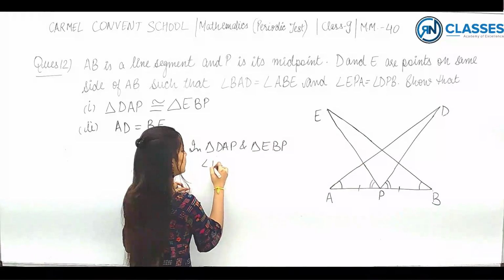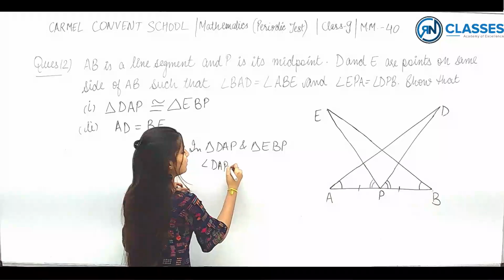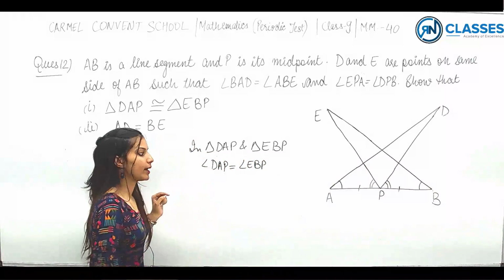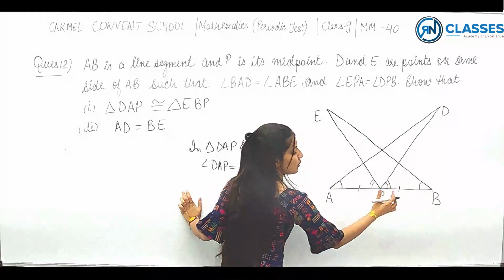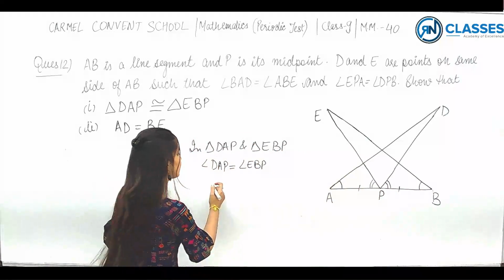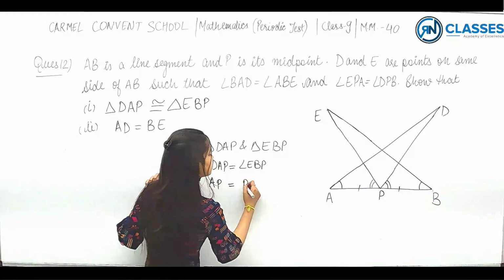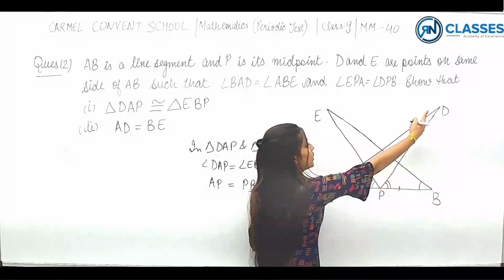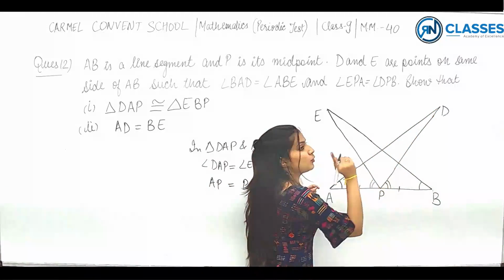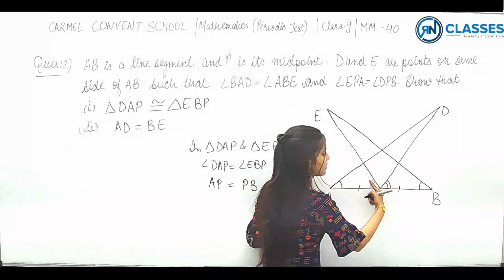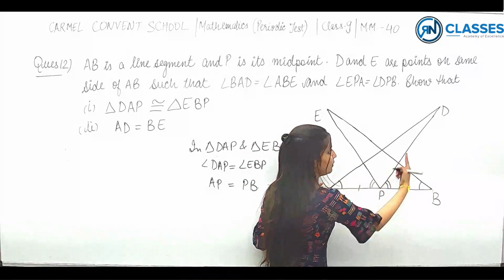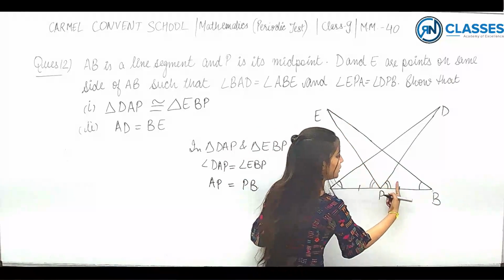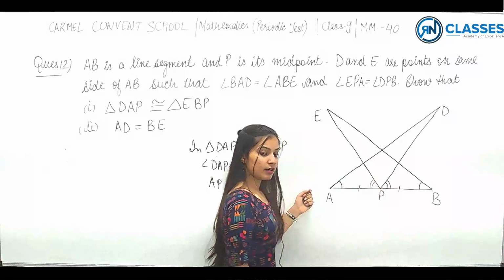It is given that angle DAP is equal to angle EBP, right? AP is equal to PB since P is the midpoint of AB. So AP is equal to PB. And in triangle DAP, we need one more angle, that is this, angle APD. And in EPB, we need angle EPB, that is this angle.